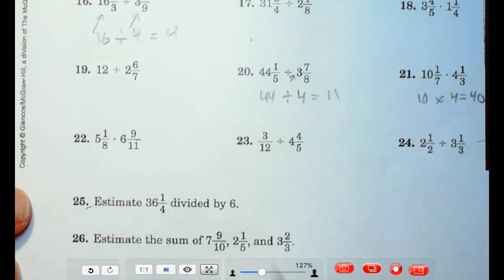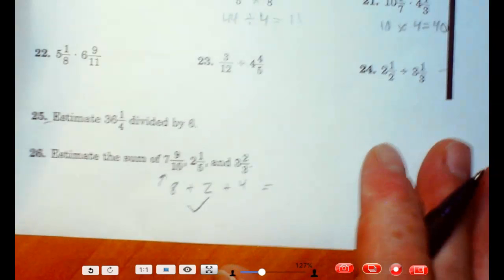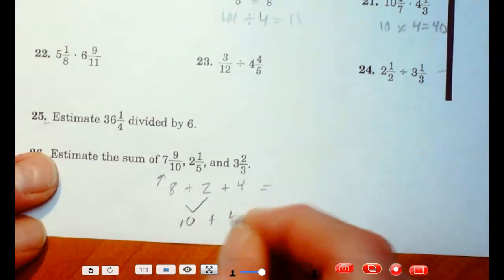Let's take a look at these guys down at the bottom. These ones are kind of a little bit tougher. I'll just do one of these. Estimate the sum of all of these things together. Well, a sum is when you add things up, so we have to add these up. 7 9/10, let's call that 8. 2 1/5, let's call that 2. And 3 2/3, well, that's a tough one. I'd call it 3 1/2, or we can just call it 4 because it's really closer to 4. This is really the same as 8 plus 2 plus 4, or 14.